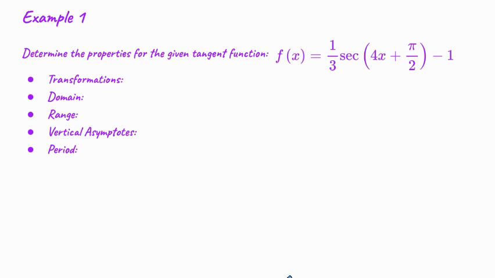Hello, class. In this video, we're going to talk about determining the properties of the given secant function. I misspelled that. That was supposed to be secant, but nevertheless, secant and tangent functions have a lot in common. Remember that in terms of the unit circle, tangent is y over x, while secant is 1 over x. They have the same denominator, and through our investigation, we found they have the same vertical asymptote location.